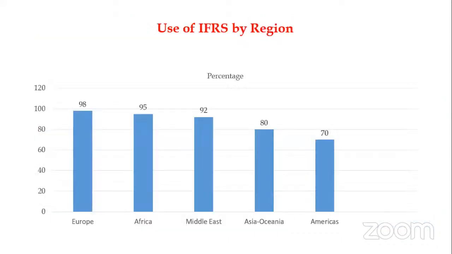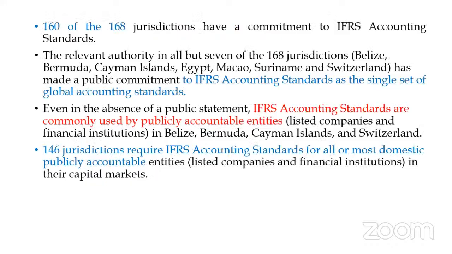Just made another attempt. Already I told the statistics, use of IFRS by region. So Europe, Africa, Middle East, Asian continent, America. So majority of the countries are using. So just a few interpretations of that: 160 of the 168 jurisdictions have a commitment to IFRS accounting standards.